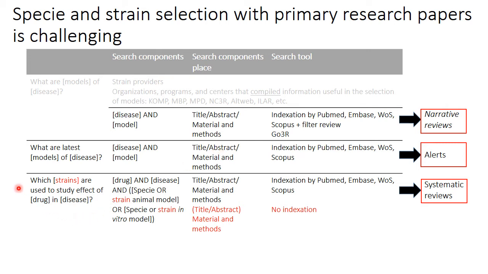But if you ask which strains exactly are used to study the effect of this drug for this disease, it is quite difficult, because the name of the strain, the very precise name, is only located in the materials and methods sections. And since PubMed, Embase, Web of Science and Scopus do not index the materials and methods section, there is no indexation. And at this moment, you should switch to a methodology called systematic reviews, to try to retrieve primary literature.